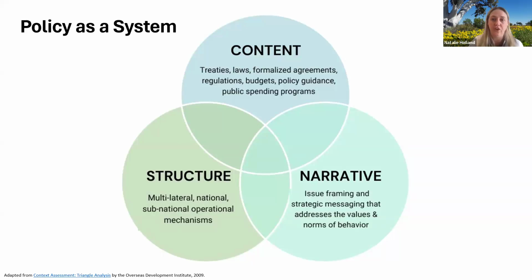Policy change can occur via any of those categories. It might be that you're focused on a particular one, or that you're trying to achieve change in all of those categories. Just to give you an example, if we think about the Paris Climate Agreement as one of the agreements that fits into the content side of things, the Green Climate Fund might be one of the operational mechanisms under the Paris Climate Agreement.